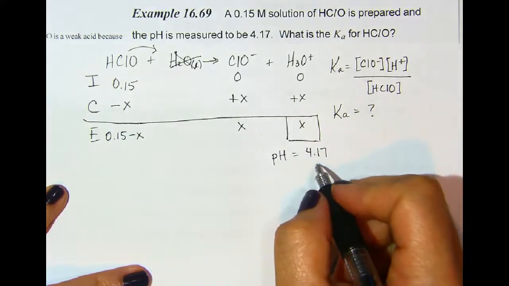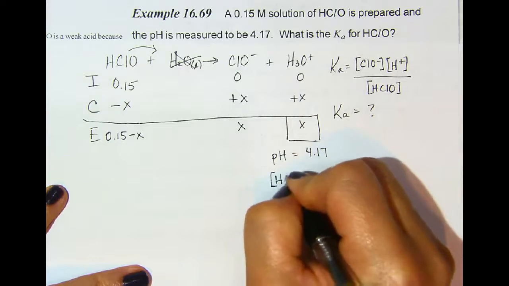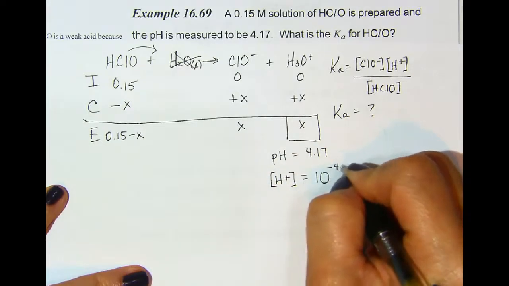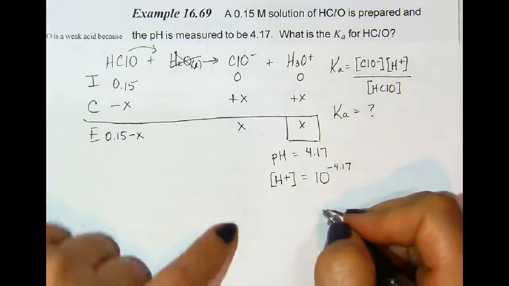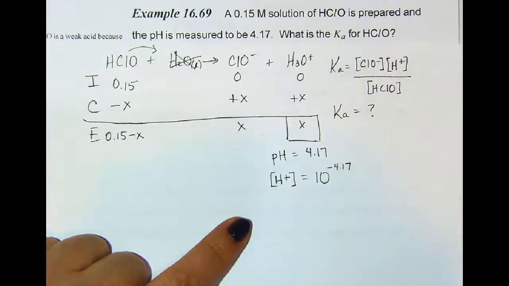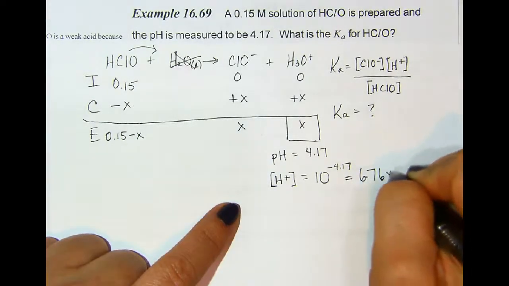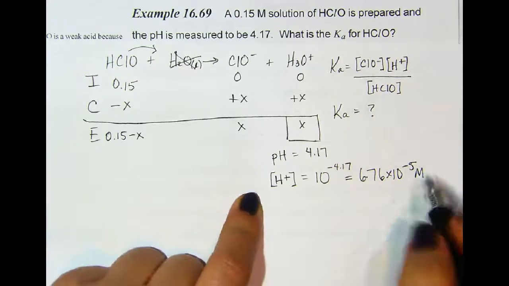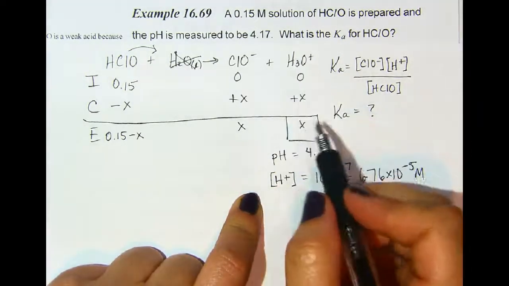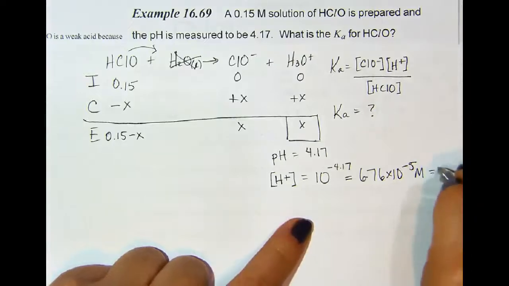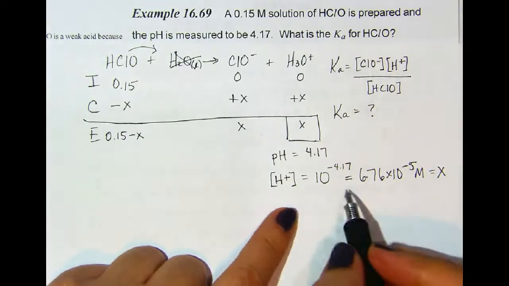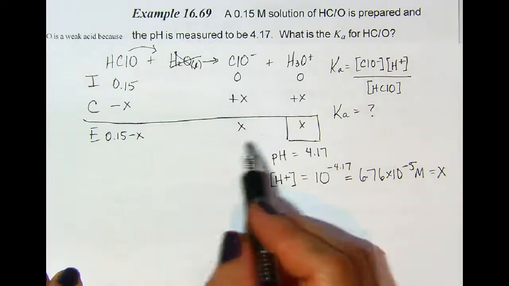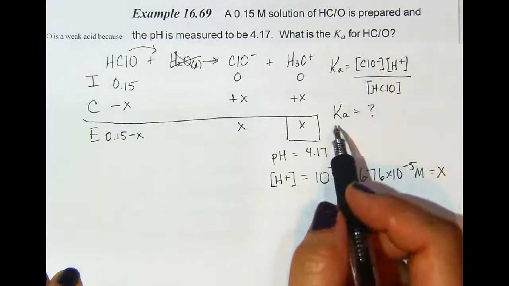Because we know the pH, we can determine the hydrogen ion concentration by going 10 to the negative 4.17 in our calculator. So when we do that, we get 6.76 times 10 to the negative 5. And that's going to be our molar concentration of hydronium. So now that is what x is equal to. So I can actually plug that in for each of my x values and then plug these numbers into my equation to find the Ka.